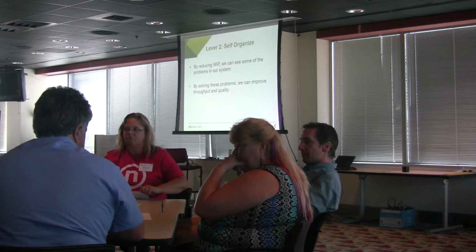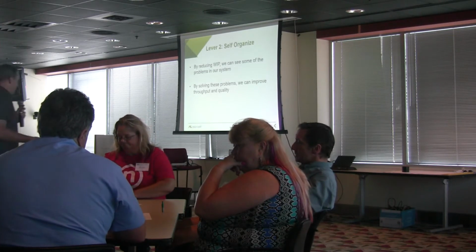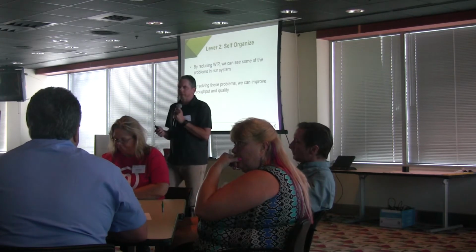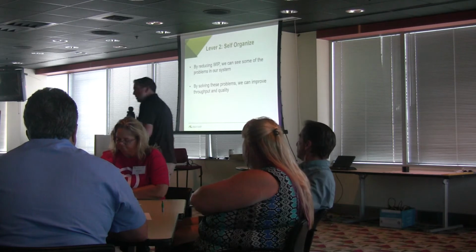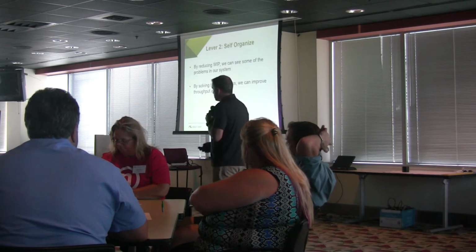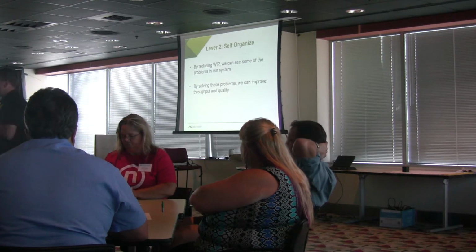self-organize, right? So by reducing WIP, you can see some of the problems in your system. Maybe your factory observer, your FO, maybe they were able to witness some of that because they do have a different perspective. And then by solving some of these problems, we can improve our throughput and our quality, right?